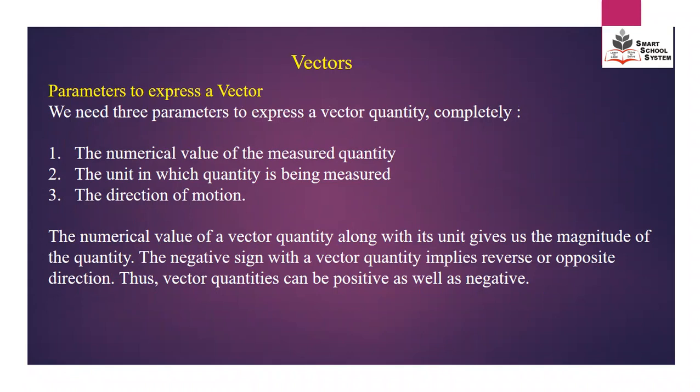Now parameters to express a vector. There are three parameters to express a vector. The first one is numeral value, the second is unit, and the third is direction. The numeral value of a vector quantity along with its unit gives us the magnitude of the quantity. The negative sign with a vector quantity implies reverse or opposite direction. Thus, vector quantities can be positive as well as negative.